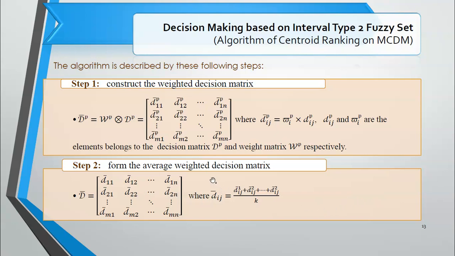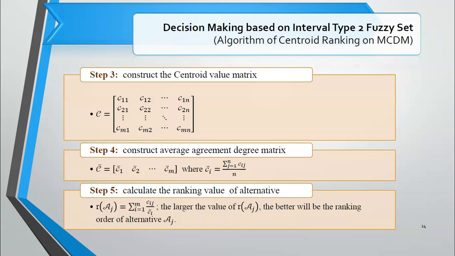Next, we calculate the weighted decision matrix. Using the centroid index formula, we obtain the centroid value matrix from the average weighted decision matrix. In the next step, we calculate the average agreement degree matrix. And lastly, we calculate the rank values of the alternatives. So here, the larger the rank value, the better will be the rank order of the alternatives.